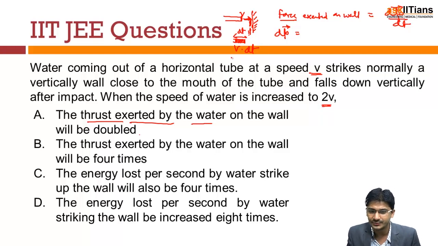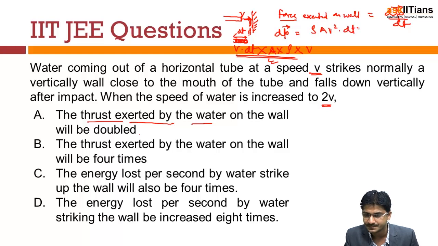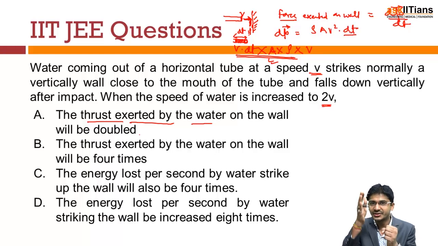Now if v dt length is flowing away, what is the volume that is flowing away? Volume will be this into its area. Okay, this is the volume that is flowing away. What is the mass that is flowing away? It will be into rho. So this is the total mass that is flowing away in time dt. So what is the momentum that flows away? It will be into v. So that is rho a v square dt, the momentum that strikes this.